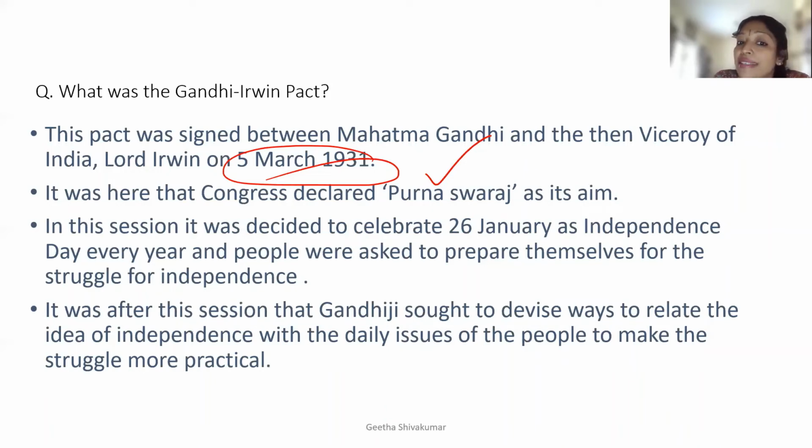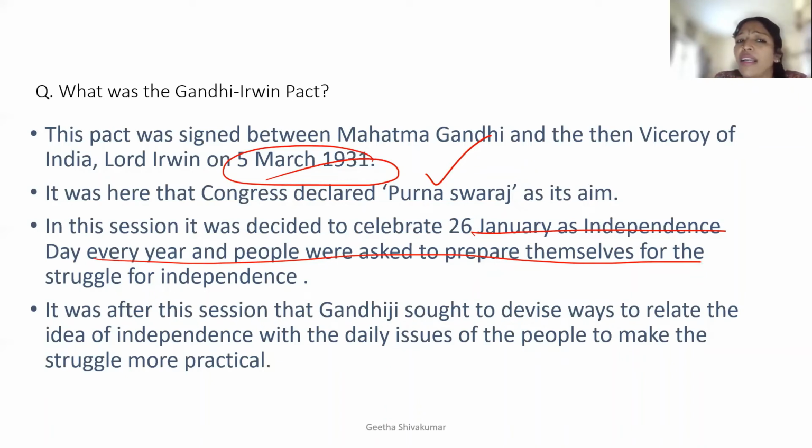In this session, it was decided to celebrate 26 January as Independence Day every year, and people were asked to prepare themselves for the struggle for independence. It was after this session that Gandhiji sought to devise ways to relate the idea of independence with the daily issues of the people to make the struggle more practical.